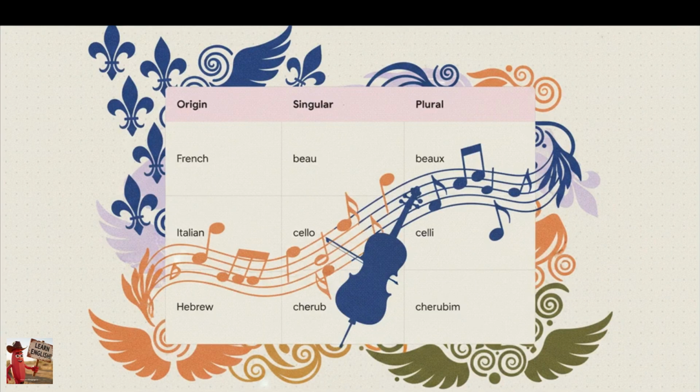And it's not just Latin and Greek. We see this everywhere. From French, beau becomes beaux. From Italian, cello becomes celli. Even from Hebrew, cherub becomes cherubim. Every single one of these is like a little breadcrumb tracing English's journey across the globe.